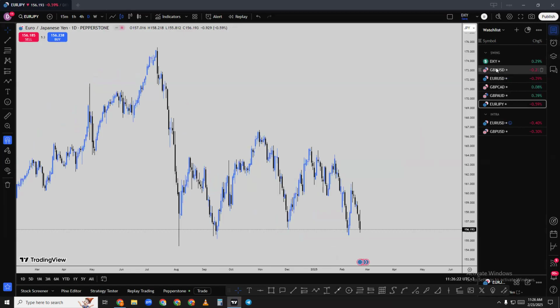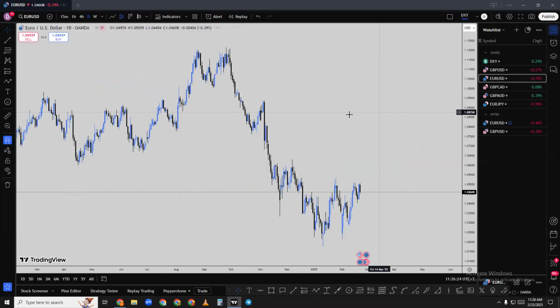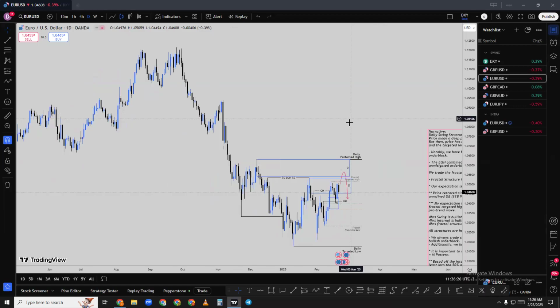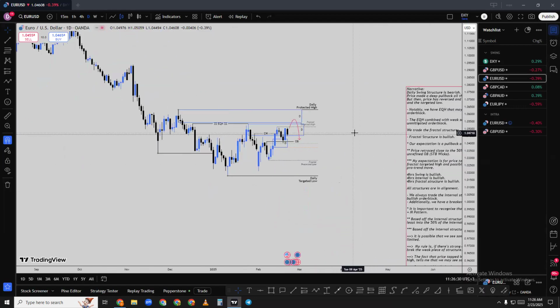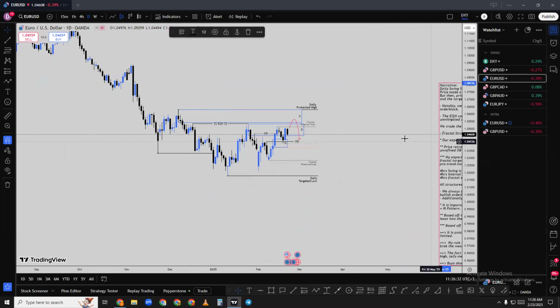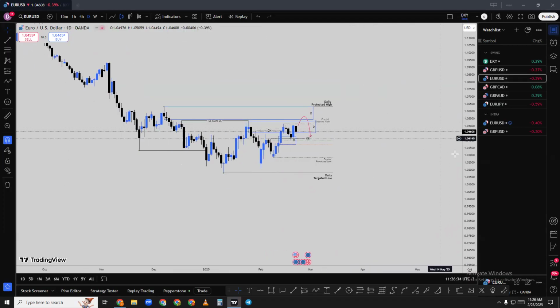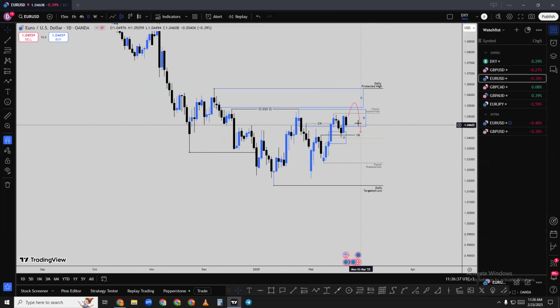All right, so let's just go ahead and look at EURUSD. So where are we with the EURUSD? Last week I did mention that, anyway, before I say what I mentioned last week, let's just look at the swing structure. This is where we broke structure to the downside, and this is the move.